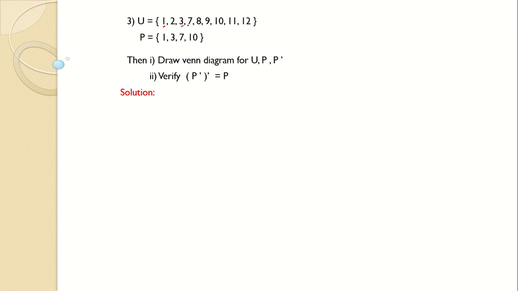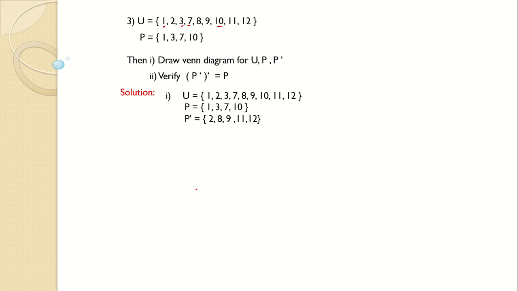1, 3, 7 and 10. These are the elements which are in set P. So all the remaining are going to be in P complement: 2, 8, 9, 11 and 12. All those which are remaining, which are not in P, will be in the P complement. So that is how we find it. Universal set U is given, P is given, P complement we have found: remaining elements which are not in P but are in the universal set.